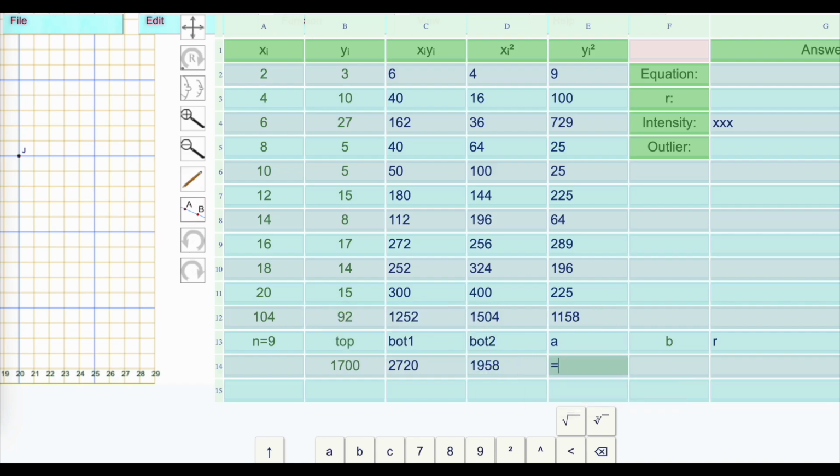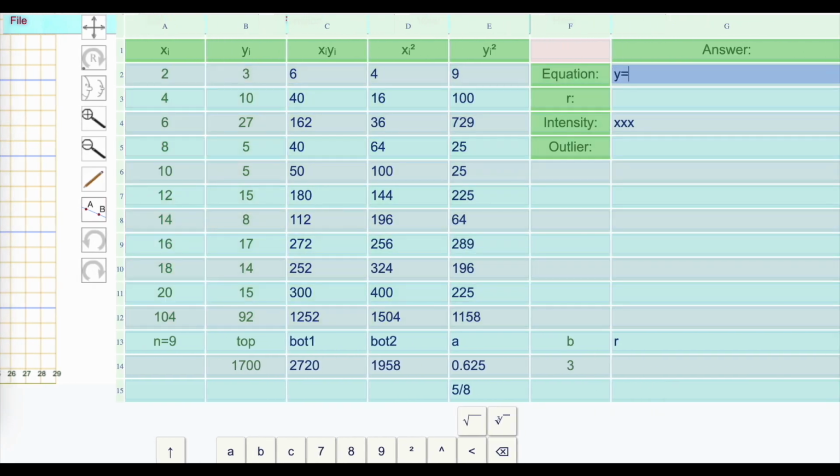The A is the top divided by the bottom 1, which is 0.625, which is something over 8. So if I multiply that by 8, that gives us 5. I'm going to write 5/8 here. 5 over 8, then I'm going to write equals, that is 0.625, it was 5/8. The B is the sum of all the Y's minus A times the sum of all the X's, divided by N, divided by 9. That gives us 3. Our equation is Y equals 5 over 8 X plus 3.